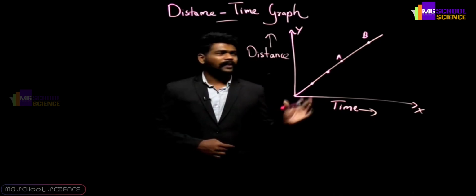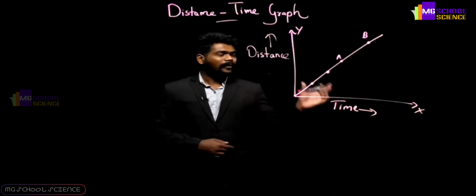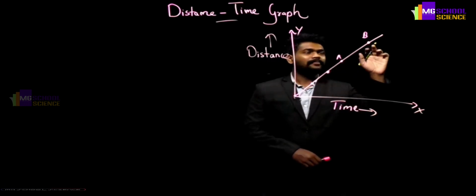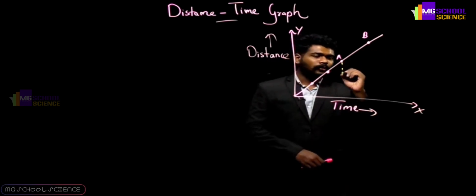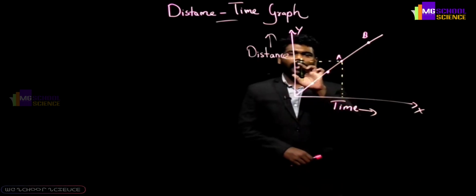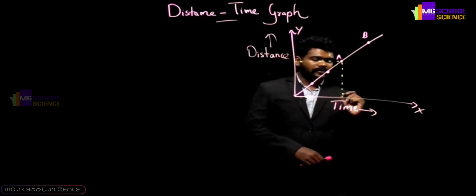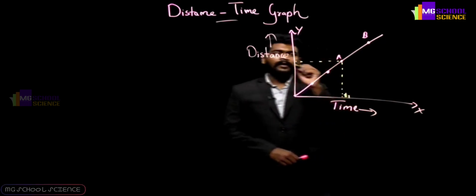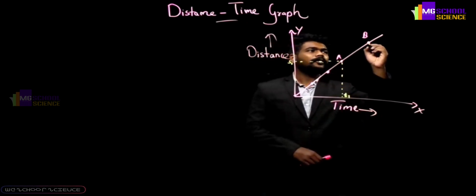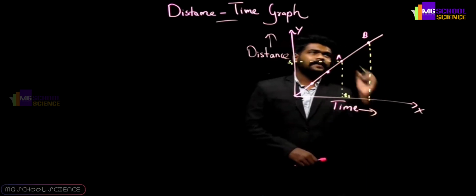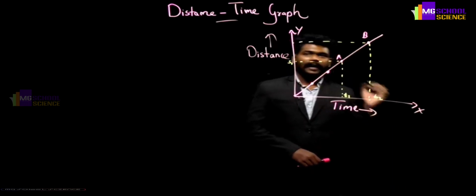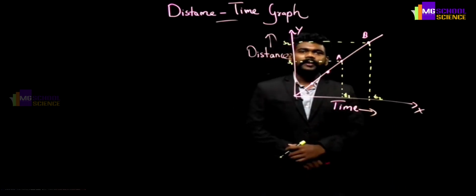Now, how can you find the velocity from this graph? Let us see how we can find the velocity from this graph. Consider 2 points on the line, A and B. Draw a line parallel to the y-axis from A and parallel to the x-axis from B. The points that touch the x-axis and y-axis give you the corresponding time and distance at these points. Similarly, try to draw parallel lines to the y-axis and x-axis from point B. Therefore, you get the corresponding time and distance at the point B.